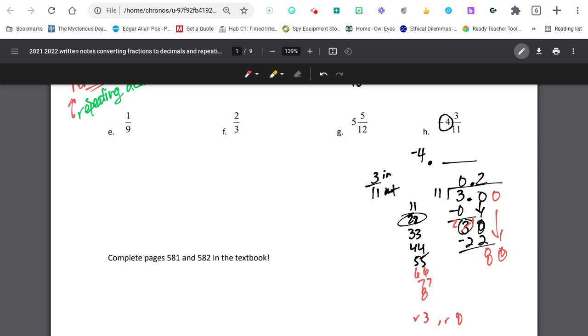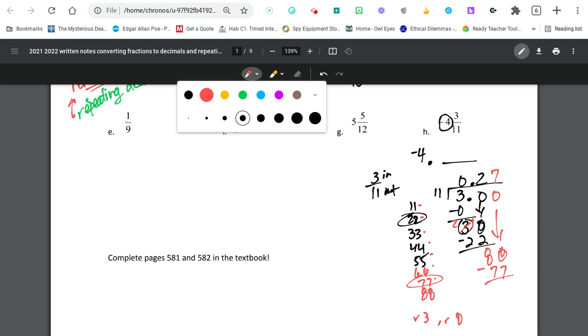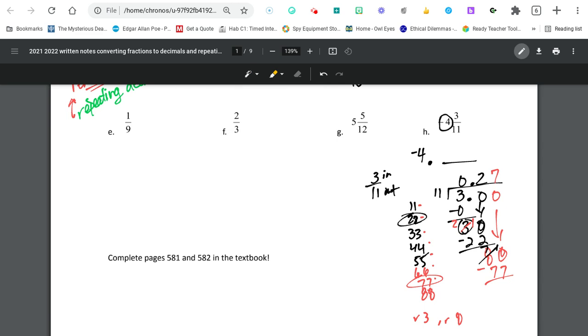66, 77, 88. That's going to be 1, 2, 3, 4, 5, 6, 7. Okay, so far nothing's repeating. 10 minus 7 is 3. Okay, now I got a remainder of 3. Add a 0, subtract a 0. Add a 0 and bring it down. Okay, that'll go 2 times. I got a remainder of 3, remainder 8, remainder 3, remainder 8, which tells me the 2 and the 7 are going to repeat, okay?